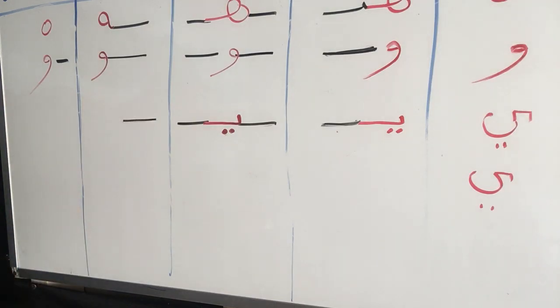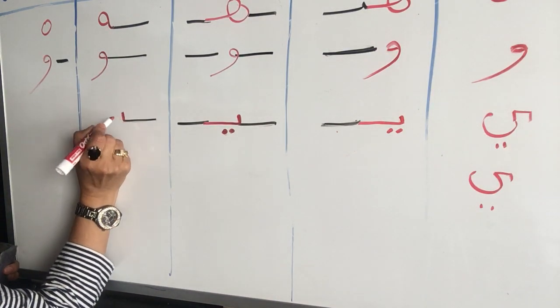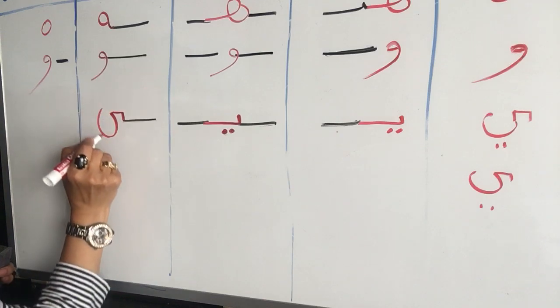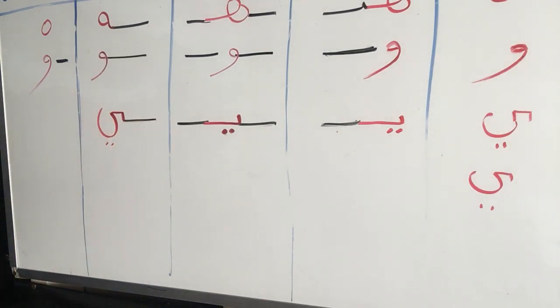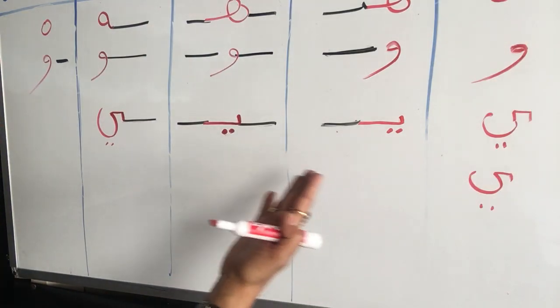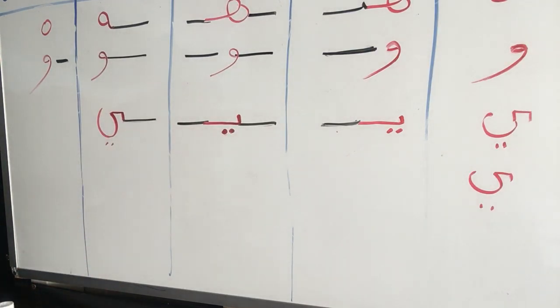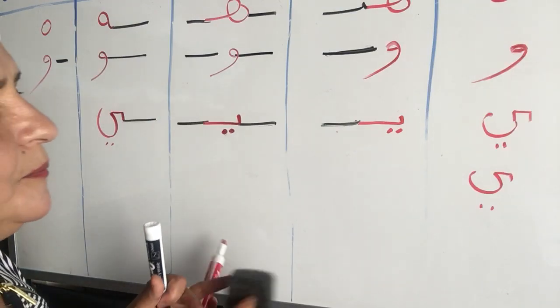Okay, as I told you, it takes back the initial shape. 1, 2, hold the line. Ya at the end. So ya isolated, ya at the beginning of a word, ya medial, and ya final. Okay, and here I come to the end of الحروف العربية.